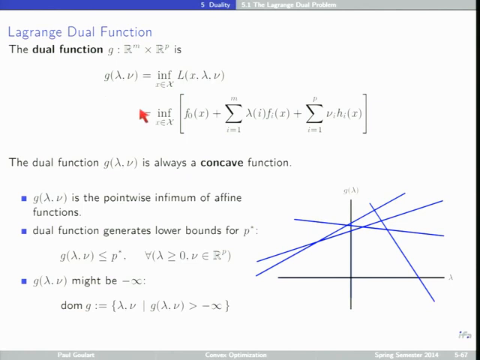So if I think about this function holding x fixed, then this is just a linear function of lambda and nu. So this is a convex function of lambda and nu. It's also a concave function of lambda and nu because it's a linear function. And if I pick a different x, I get a different linear function. And if I minimize over x, I get the min of a bunch of linear functions. So I've drawn that down here.